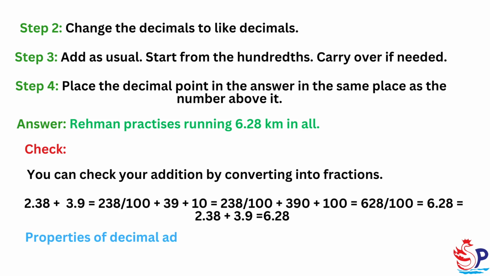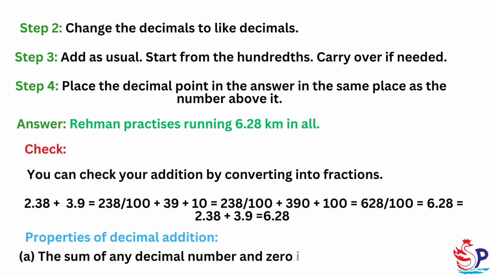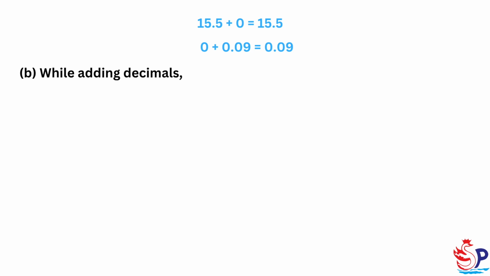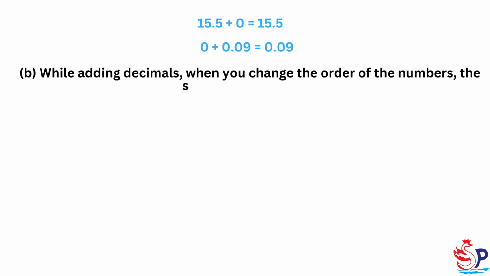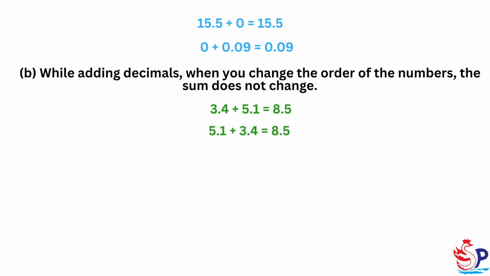Properties of decimal addition. A. The sum of any decimal number and 0 is the same number. 15.5 plus 0 equals 15.5. 0 plus 0.09 equals 0.09. B. While adding decimals, when you change the order of the numbers, the sum does not change. 3.4 plus 5.1 equals 8.5. 5.1 plus 3.4 equals 8.5.